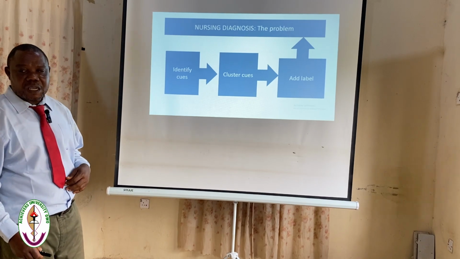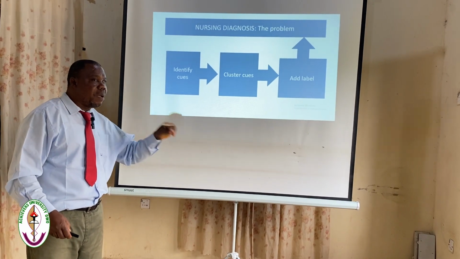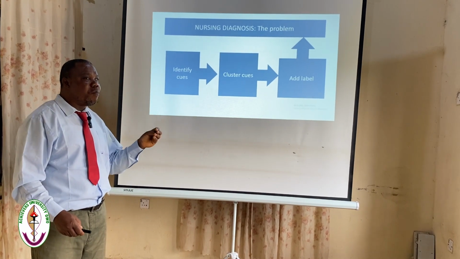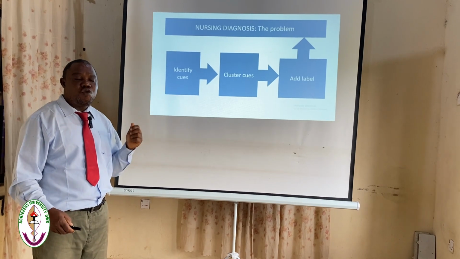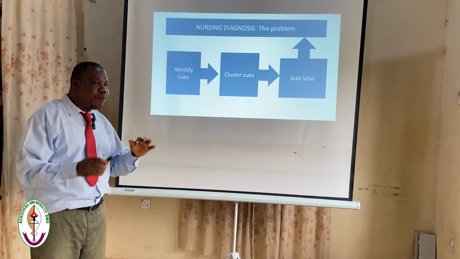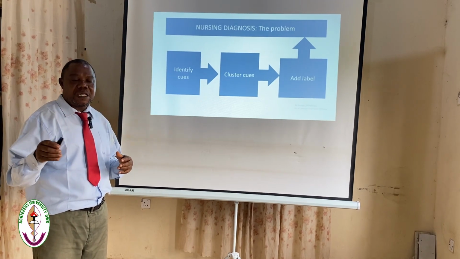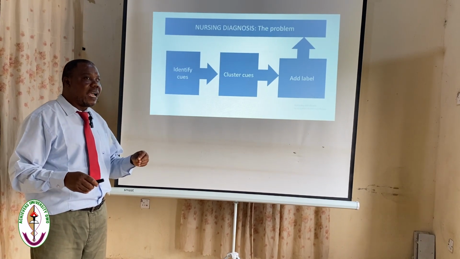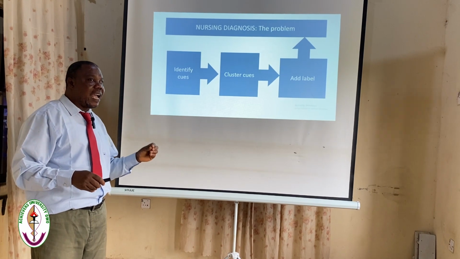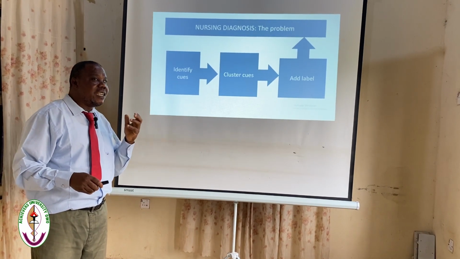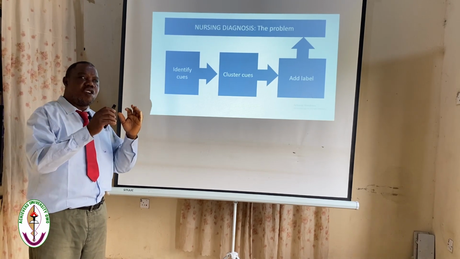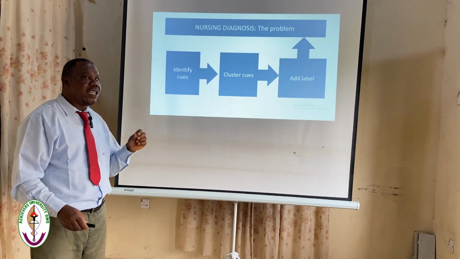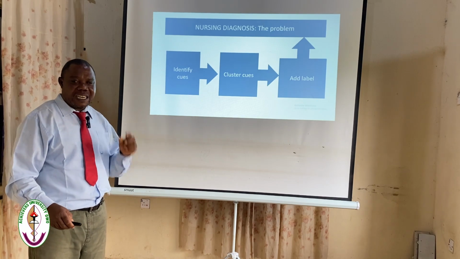Nursing diagnosis is what the problem is. After you have identified the cues and gathered the abnormal variables, you cluster these variables. For example, in the first scenario I gave you, the patient's blood pressure dropped, he has lost weight, and he also said he's feeling dryness in the mouth. When the nurse put this together and clustered them, he gave it a label. He said fluid volume deficit. That is the nursing diagnosis.